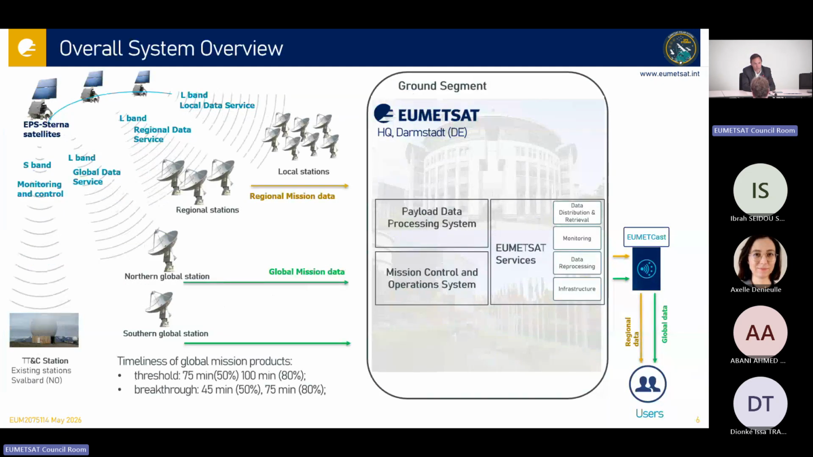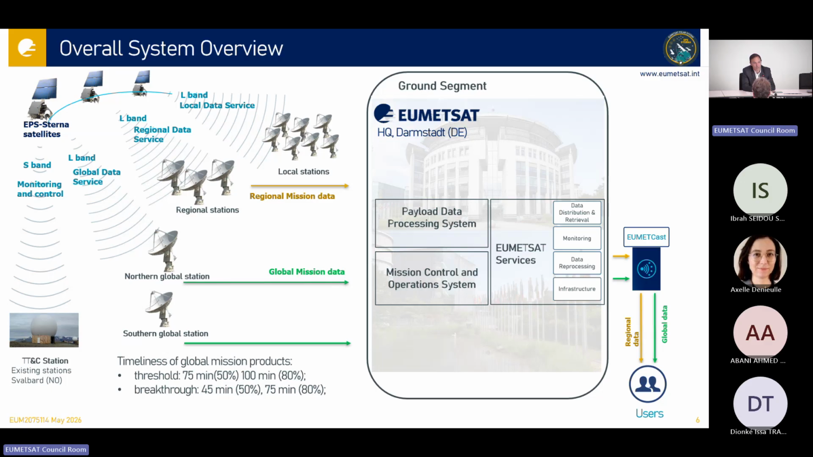This is a snapshot, schematic view of the system. Of course, satellites are part of the system. On ground, we'll have a number of stations. So let's start from the left. As I mentioned in a previous slide, the commanding is done in S-band. So monitoring and control is done with our legacy, or our existing asset, in Svalbard. Those are the same antennas used for EPS-SG.